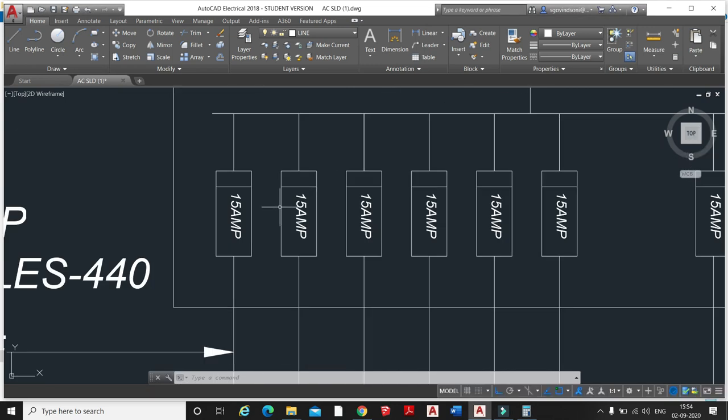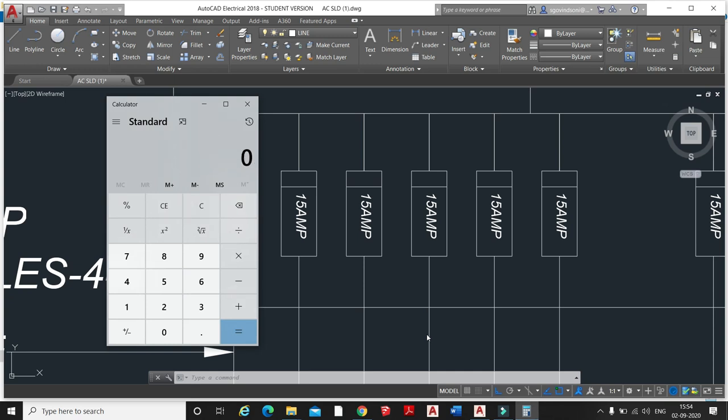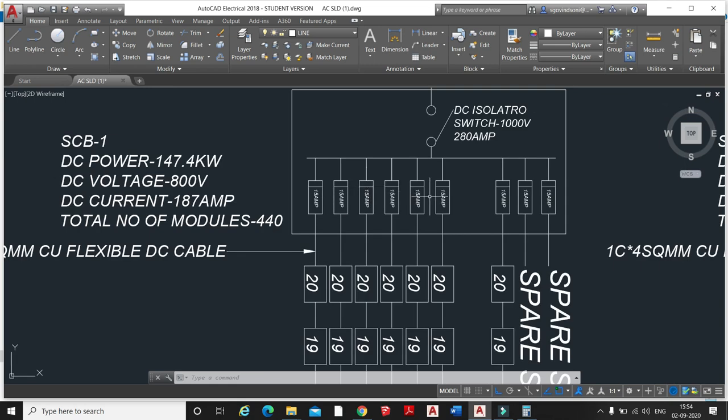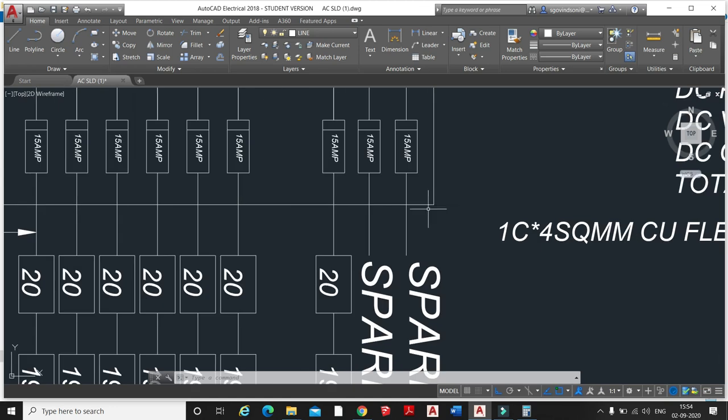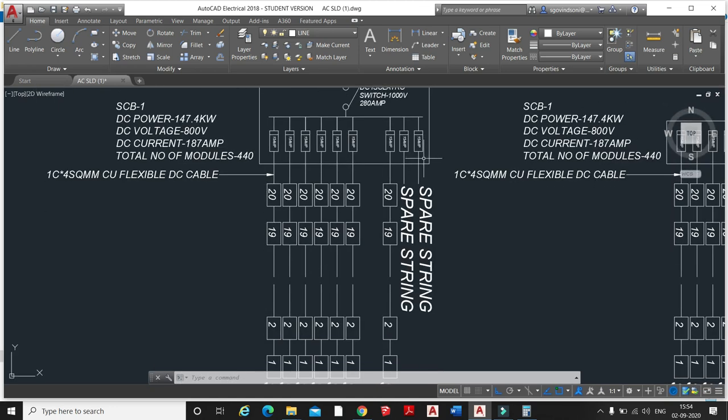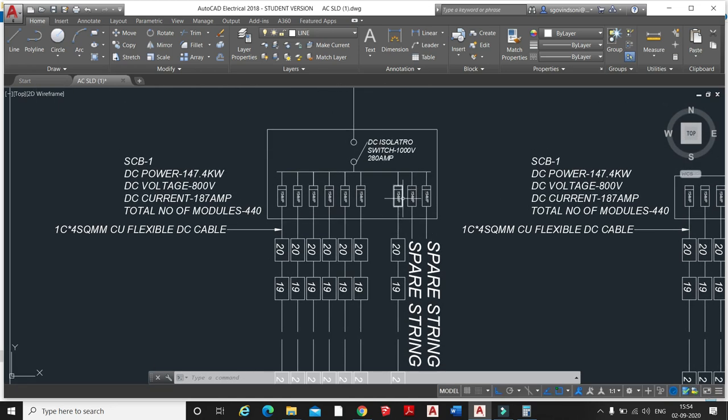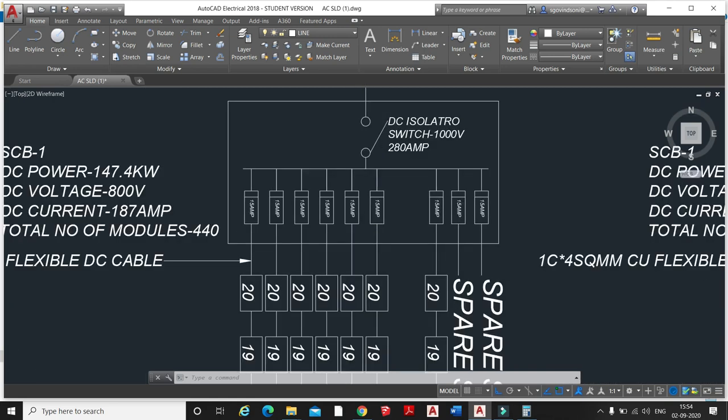Okay, and the rating of this fuse is 15 ampere. How we decide it: because each string delivers 8.5 ampere current, I will choose the safety factor 1.5, so the rating is 13 ampere. So we choose a 15 ampere fuse for each string at the positive and negative side. And two fuses I have considered as spare for future purposes. So this is your DCDB box, where we combine all the strings.